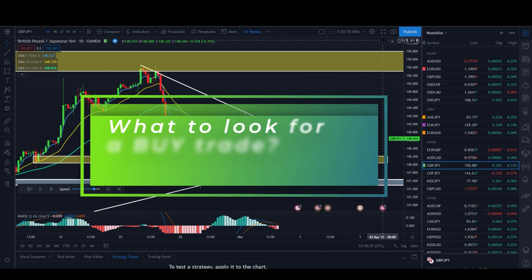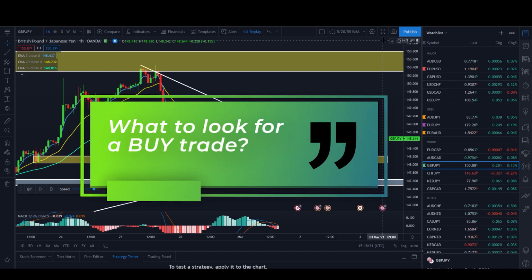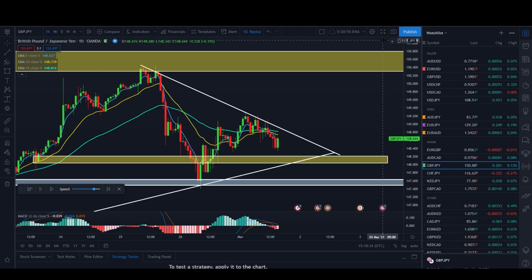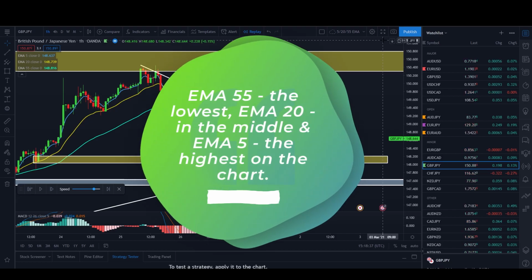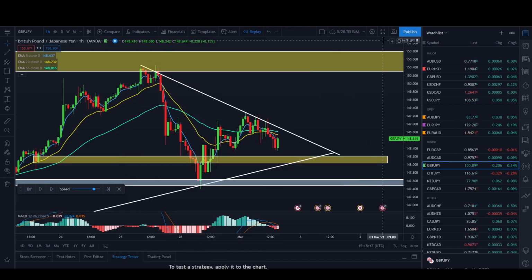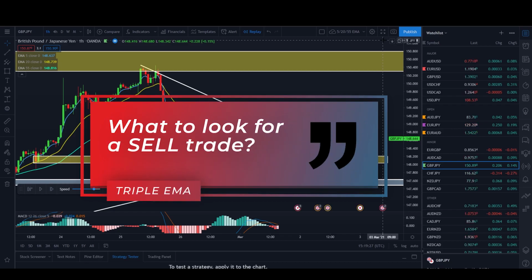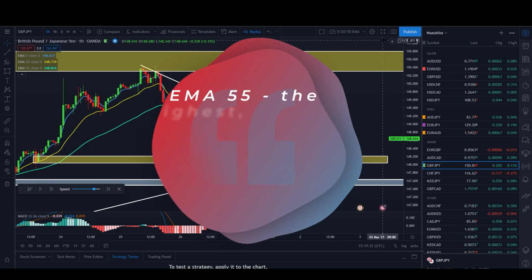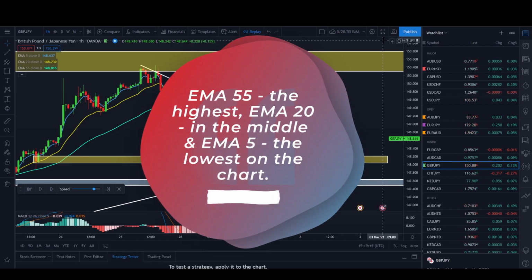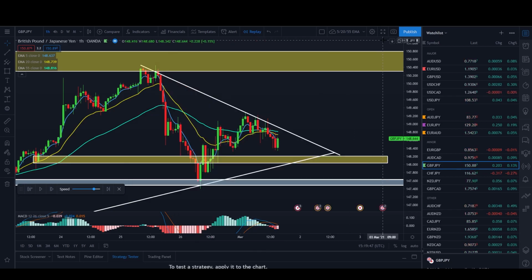So what's the criteria for a buy trade then? Well, the EMA of period 55 should be below periods 5 and 20. The period 20 should be in the middle, and most important, the exponential moving average of period 5 should be the highest moving average on the chart. And for a sell position, the exponential moving average of 55 should be the highest on the chart, EMA of 20 in the middle, and exponential moving average of 5 should be the lowest on the chart.